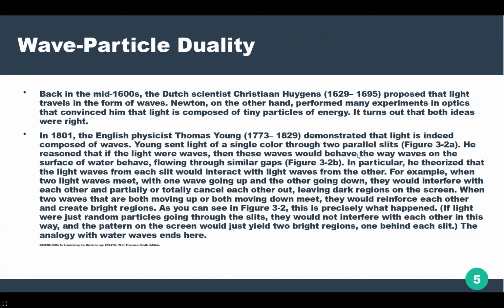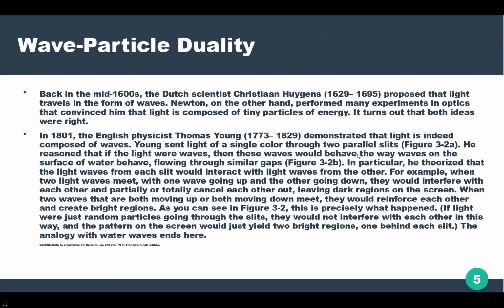For example, when two light waves met, with one wave going up and the other going down, they would interfere with each other and partially or totally cancel each other out, leaving dark regions on the screen. When two waves that are both moving up or both moving down meet, they would reinforce each other and create bright regions. As we can see from Figure 3.2 in the next slide, this is precisely what happened. If light were random particles going through the slits, they would not interfere with each other in this way, and the pattern on the screen would just yield two bright regions, one behind each slit.